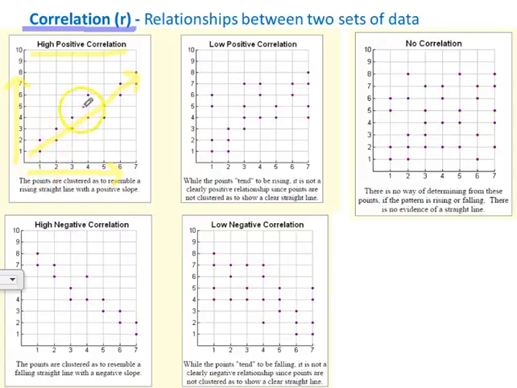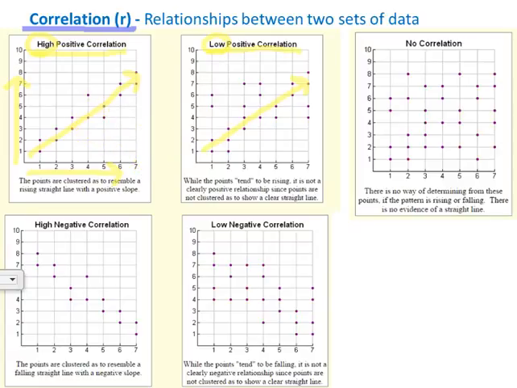So these points are pretty well clustered. If we look at the next scatter plot, you can see that our points aren't as tightly packed. They're still showing us that we're going in a positive direction, but they're not as tightly clustered. So this we would call a low positive correlation, because the points aren't as tight as they are over here, where this one would be a high positive correlation.